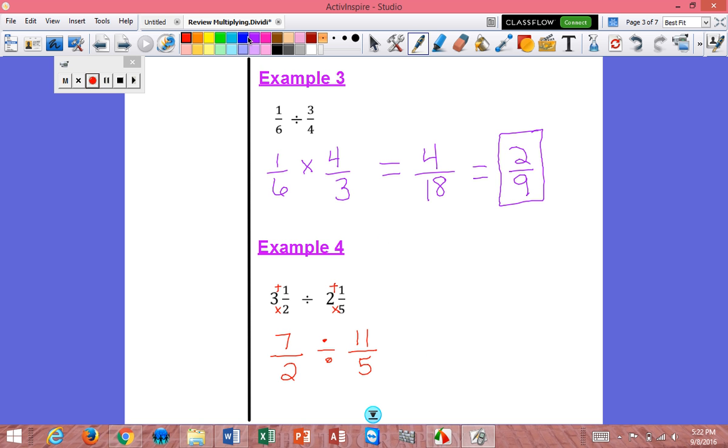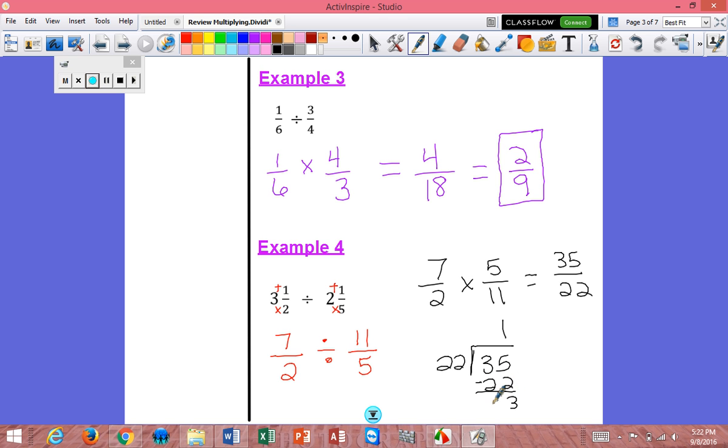Now we are going to flip the second, and then we are going to multiply. So I'm going to have 7/2 times, and this would change to 5/11. 7 times 5 is 35. And 2 times 11 is 22. I have an improper fraction, so I want to make sure I put top dog in the house and divide. 22 can go into 35 one time, and we get 13 left over. So this would be 1 and 13 over 22.